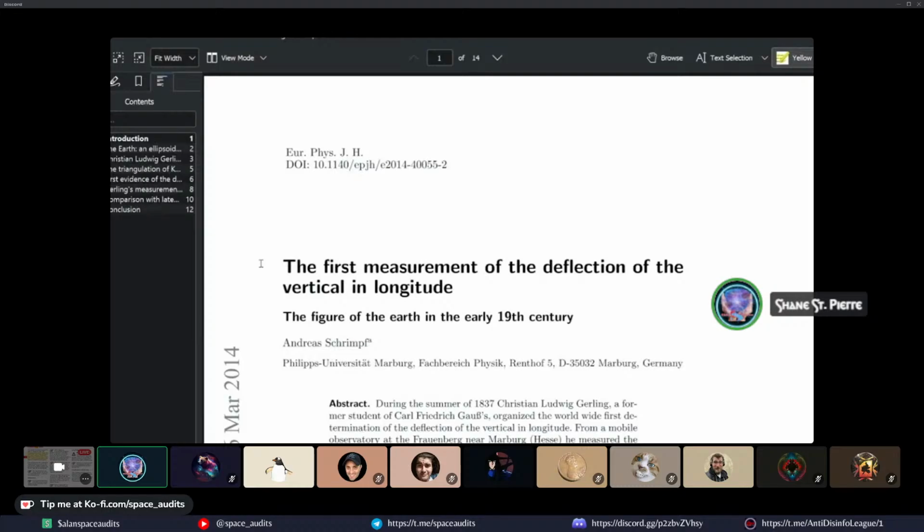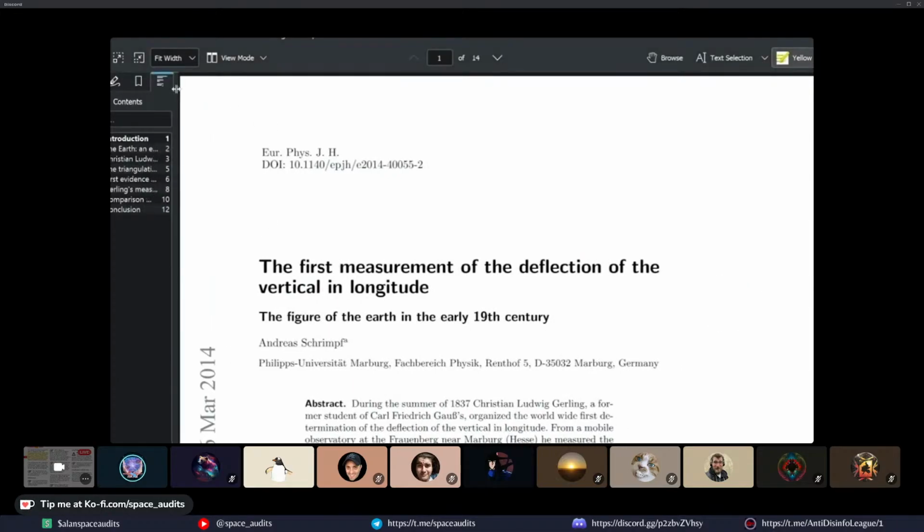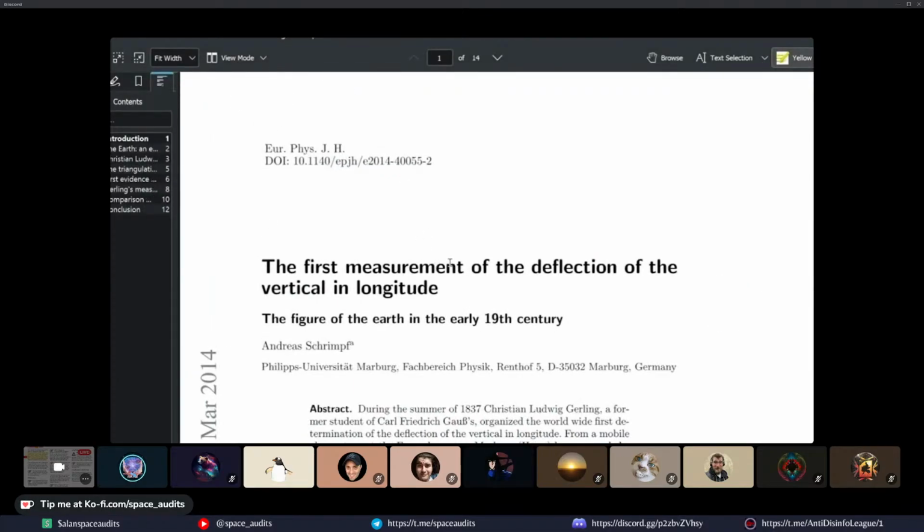But the deflection of the vertical is the way that they can hide any of the measurements. Usually it's greater than the amount they're showing. I think the one that I had for the paper was something like 22 to 24 seconds, but the deflection of the vertical in longitude. So this one's a little different.